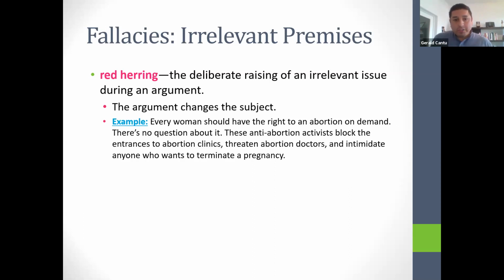Every woman should have the right to an abortion on demand. There's no question about it. These anti-abortion activists block the entrances to abortion clinics, threaten abortion doctors, and intimidate anyone who wants to terminate a pregnancy. That's a red herring because in the conclusion you have a claim that a woman should have the right to an abortion on demand. In the premise, what you have are considerations that are different. It's irrelevant to the conclusion, so irrelevant that it's like a change in the topic. What's being talked about in the premises are the inconveniences that arise as a result of the activities of anti-abortion activists. Two different things, okay? So that's a red herring.